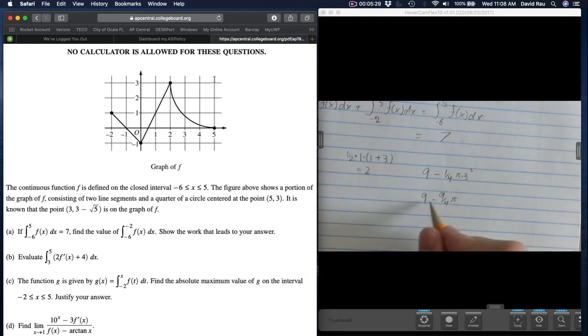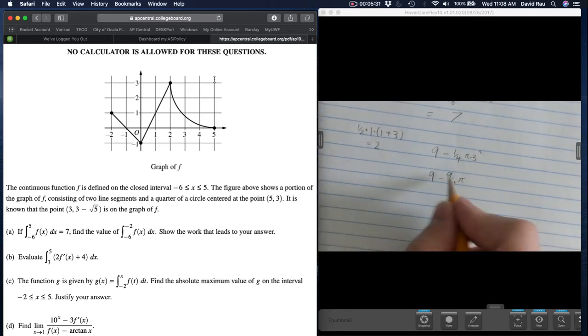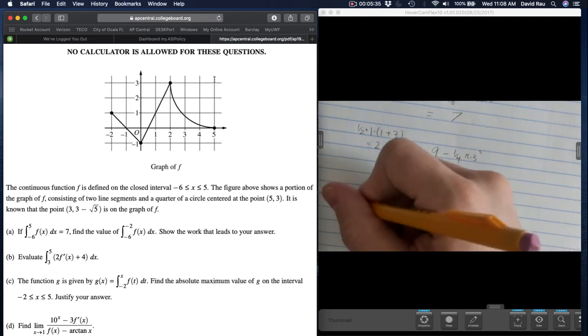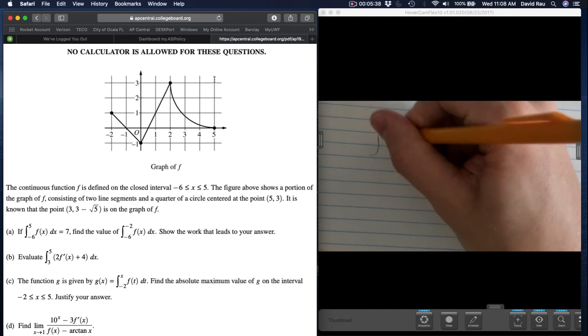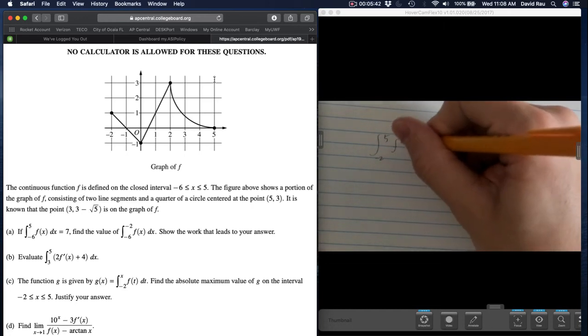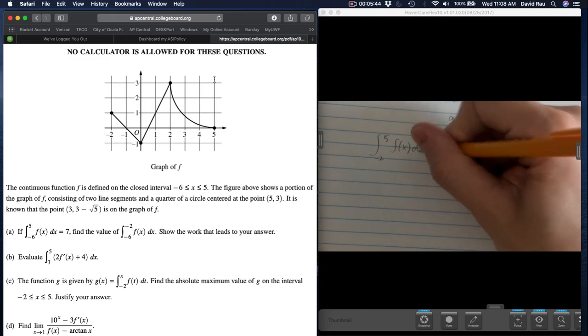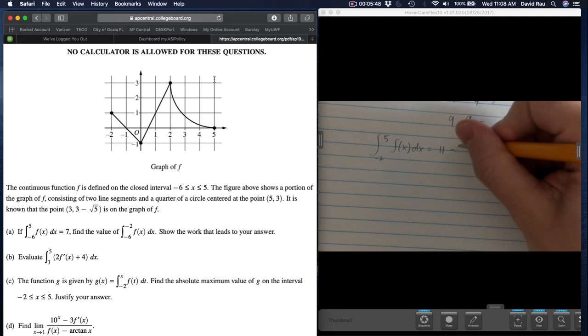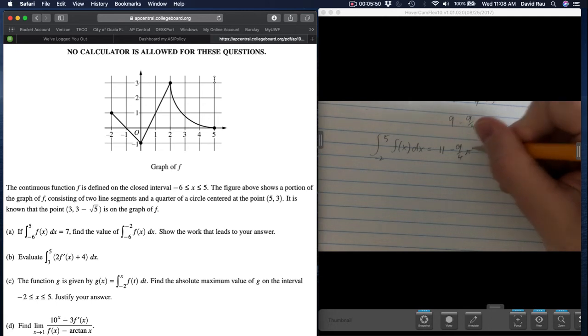And really, that's about the best I can write this. So far, if we add this collectively together, here's what I end up with. The integral from -2 to 5 of f of x dx is going to be 11, because it's 2 plus 9, minus 9 over 4 pi.